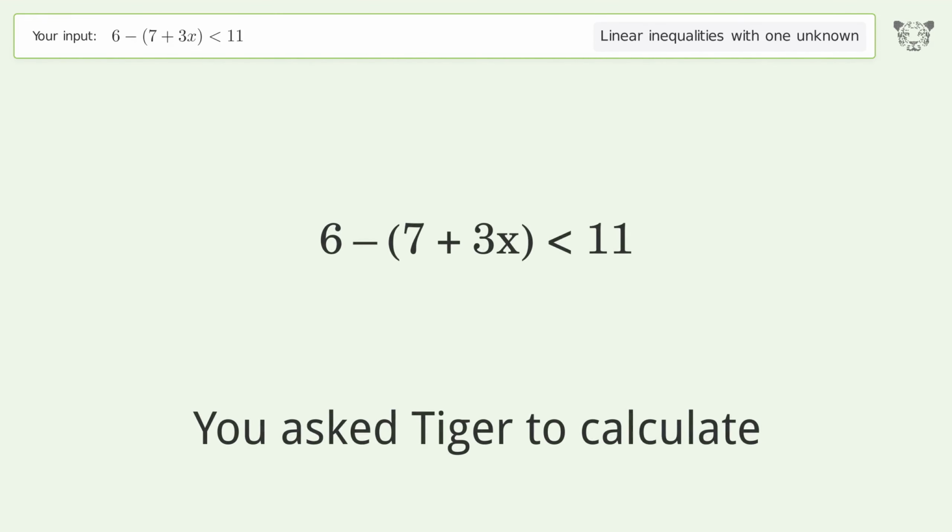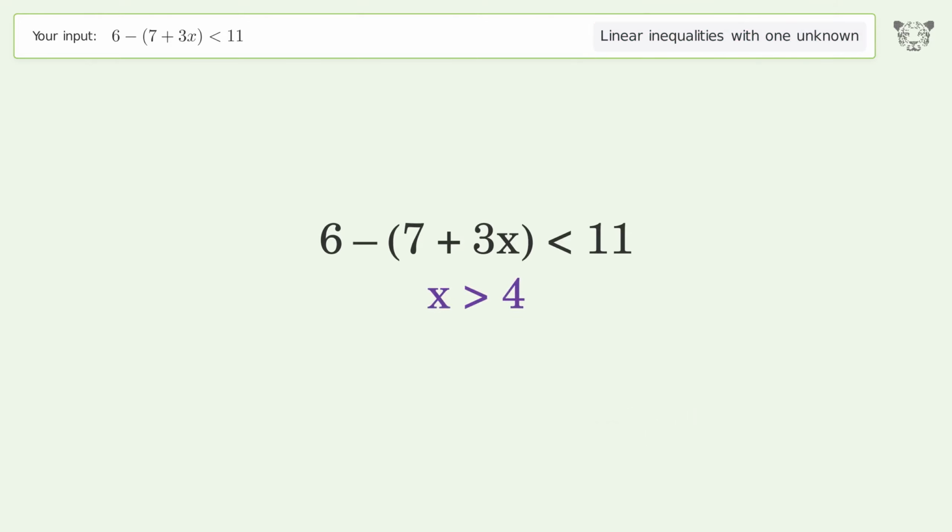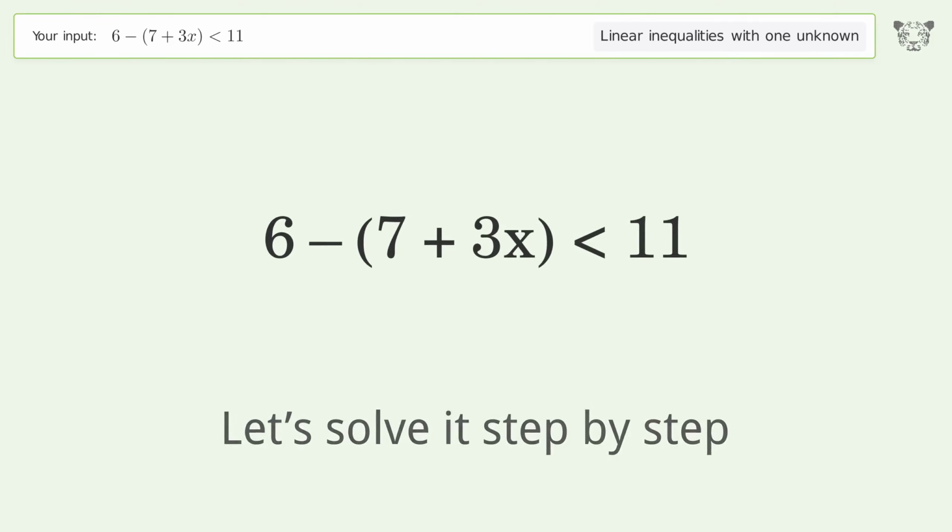You ask Tiger to calculate. This deals with linear inequalities with one unknown. The final result is x greater than -4. Let's solve it step by step.